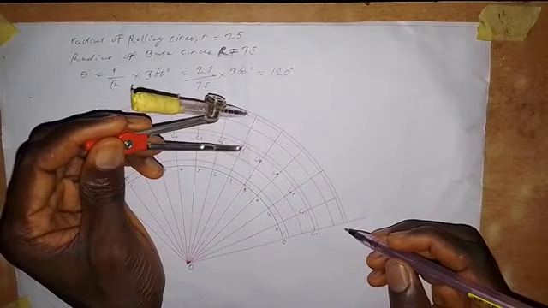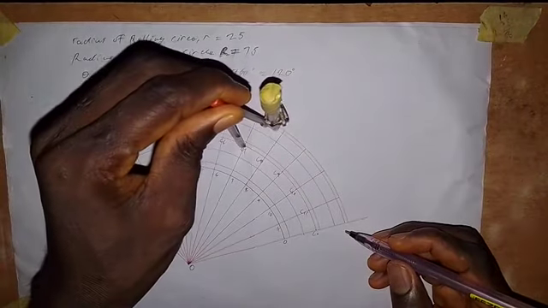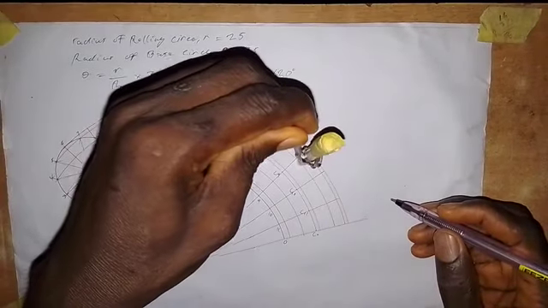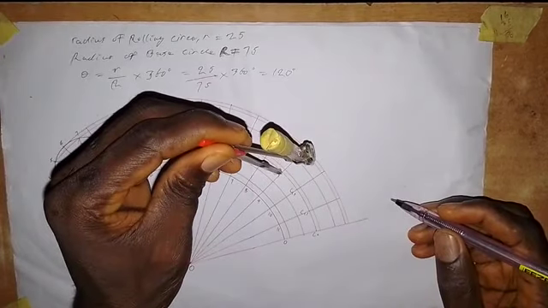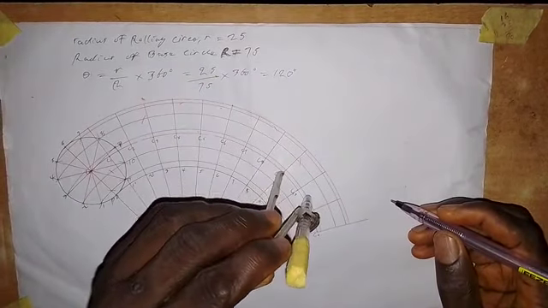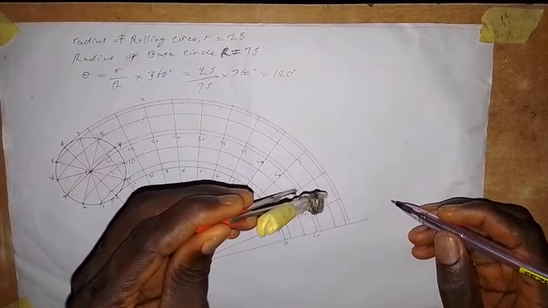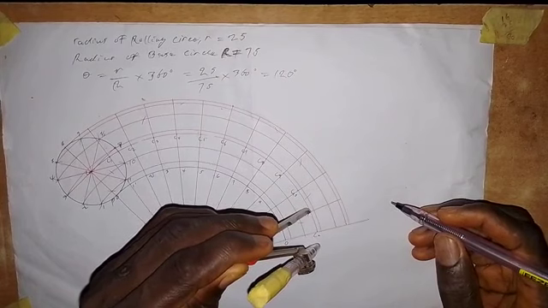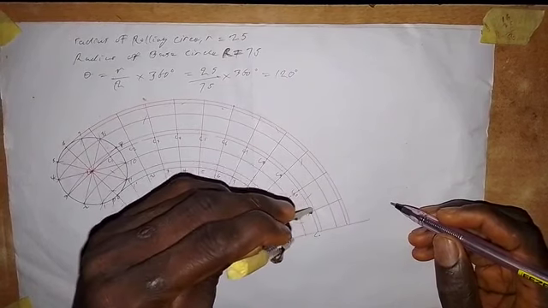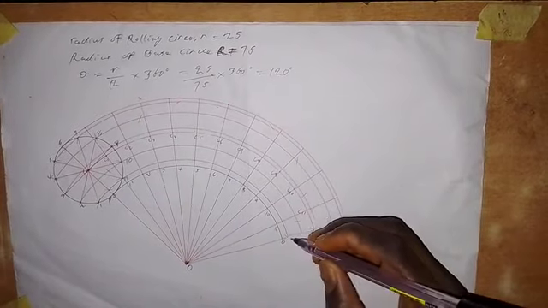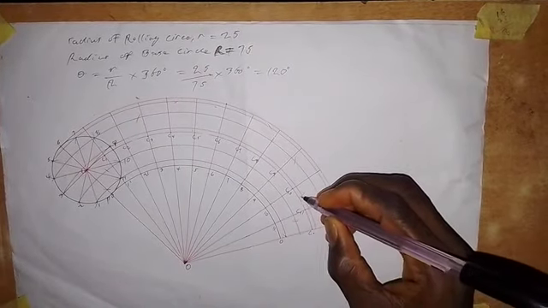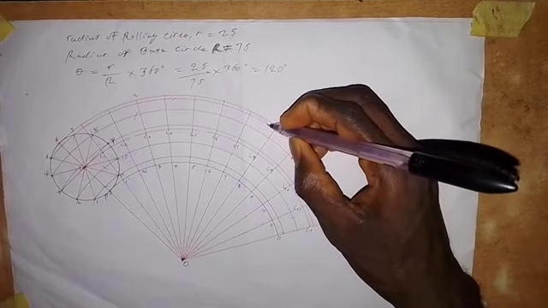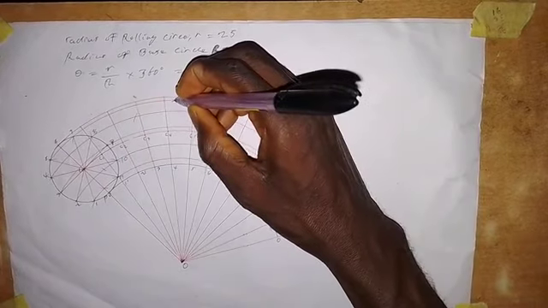Then we put our center 7 and make an arc here. Then center 8, you make an arc on arc 8. Center 9, you make an arc on arc 9 here. Center 10, you make an arc here on arc 10. Center 11, we make an arc on arc 11 here. So we have all these points. We are going to join all these points together to obtain the epicycloid.